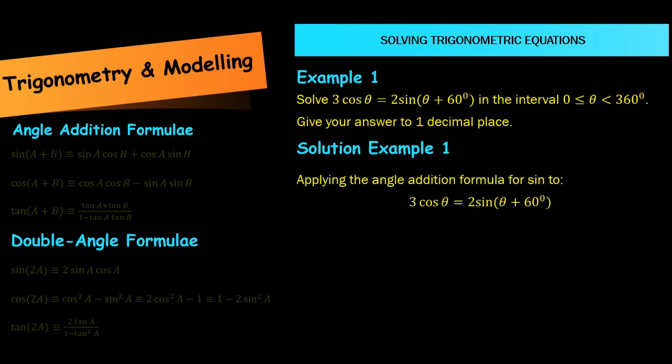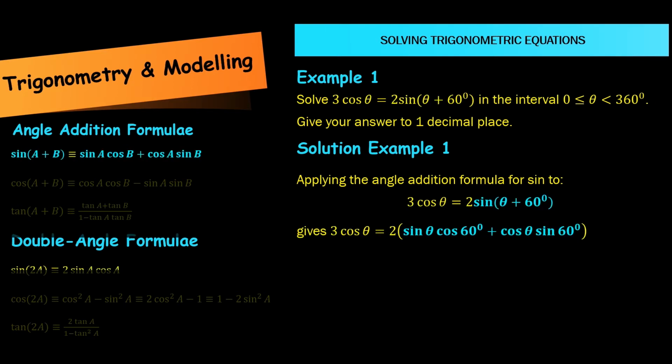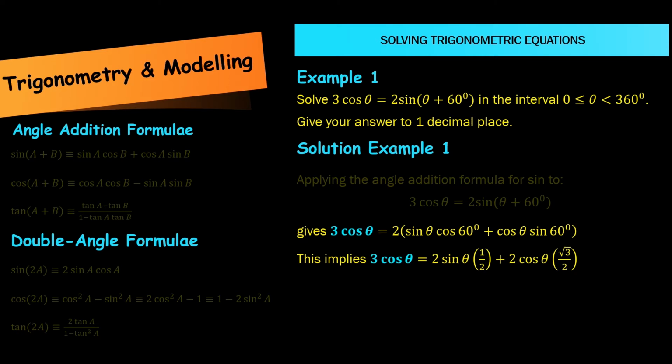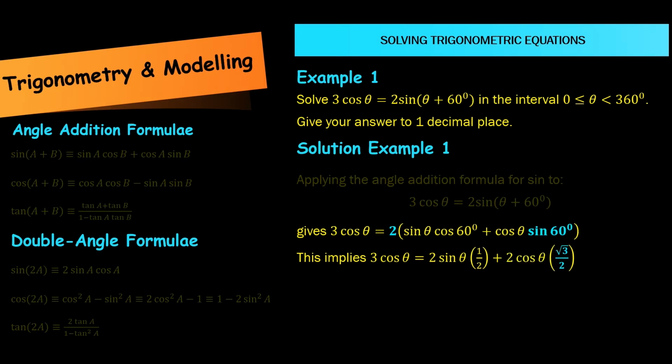So let's solve this. If we apply the angle addition formula for sine to this equation, as shown, then we obtain 3 cos theta equals 2 times sine theta cos 60 degrees plus cos theta times sine 60 degrees, which is equivalent to 3 cos theta equals 2 sine theta times a half plus 2 cos theta times root 3 over 2.